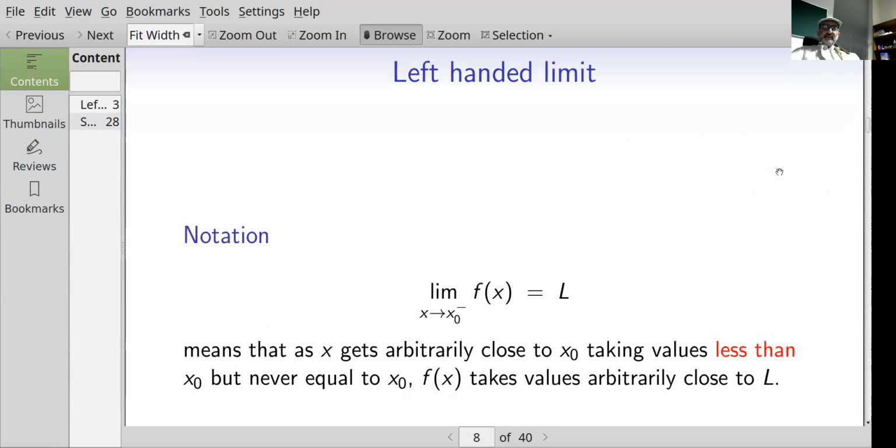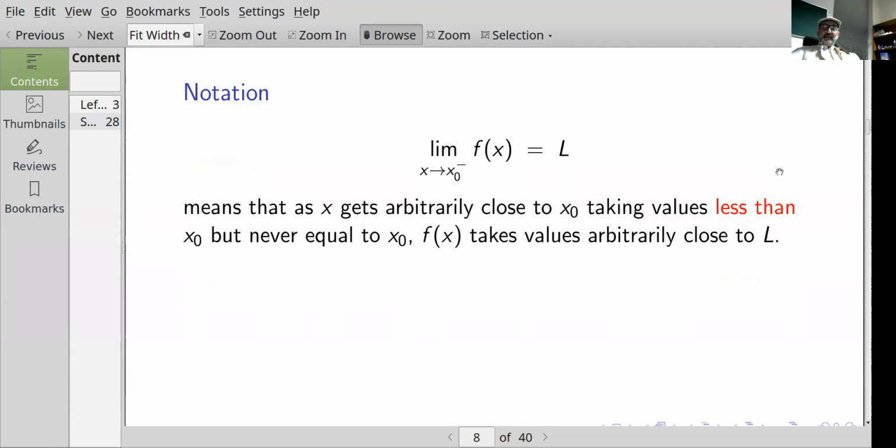Okay. Similarly, for the left-handed limit, you're approaching x naught from the left. So this is read as the limit as x goes to x naught from the left, right? From the left is shown by this superscript minus sign. The limit as x goes to x naught from the left of f of x is equal to L means that as x gets arbitrarily close to x naught, taking values less than x naught, but never equal to x naught, f of x takes values arbitrarily close to L.